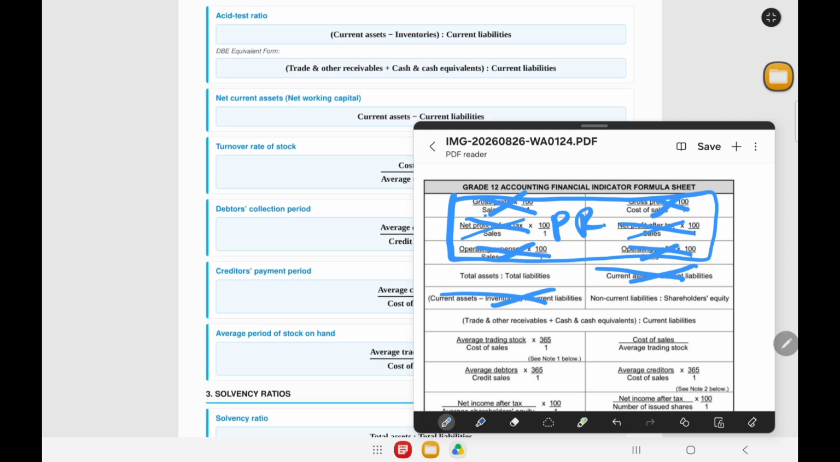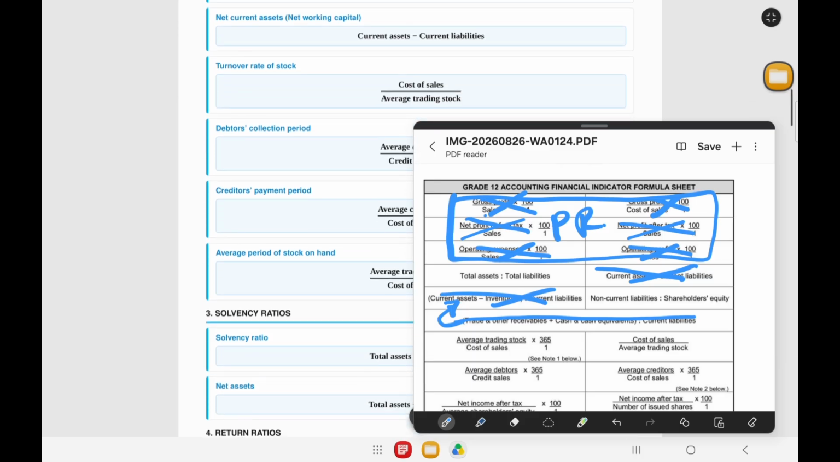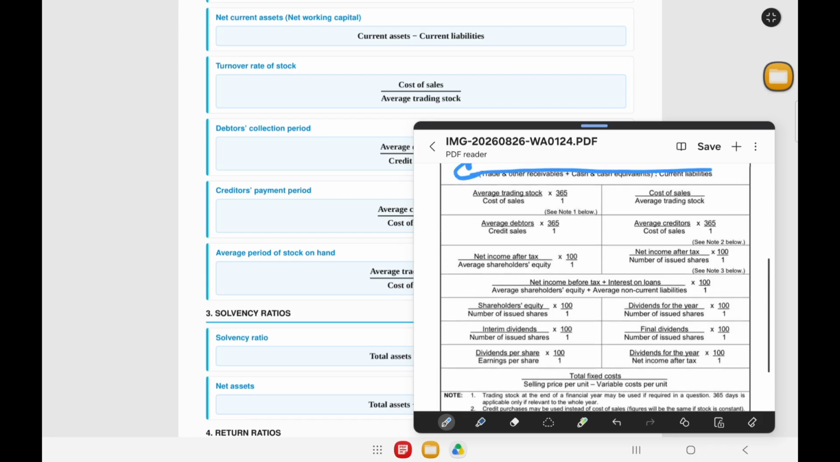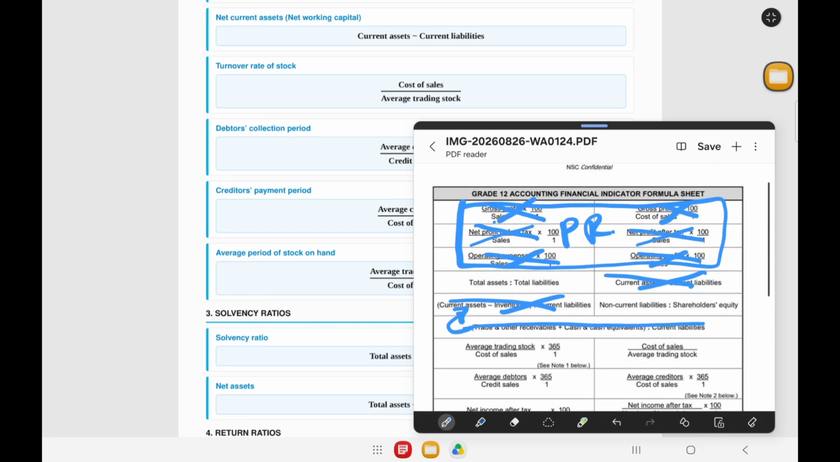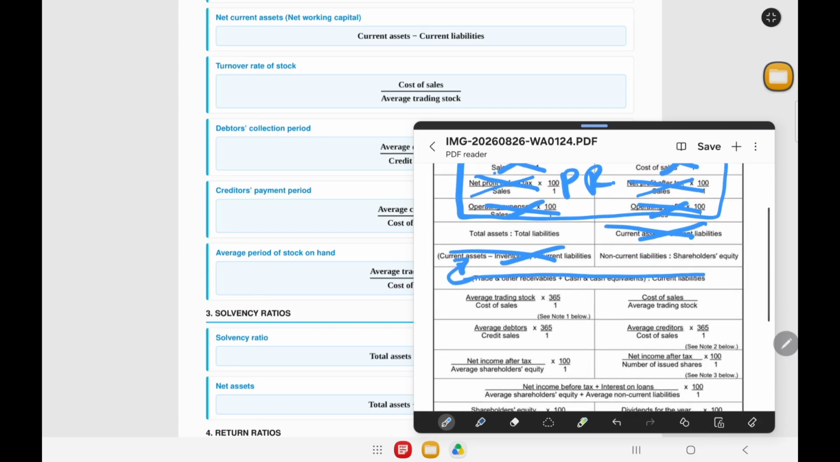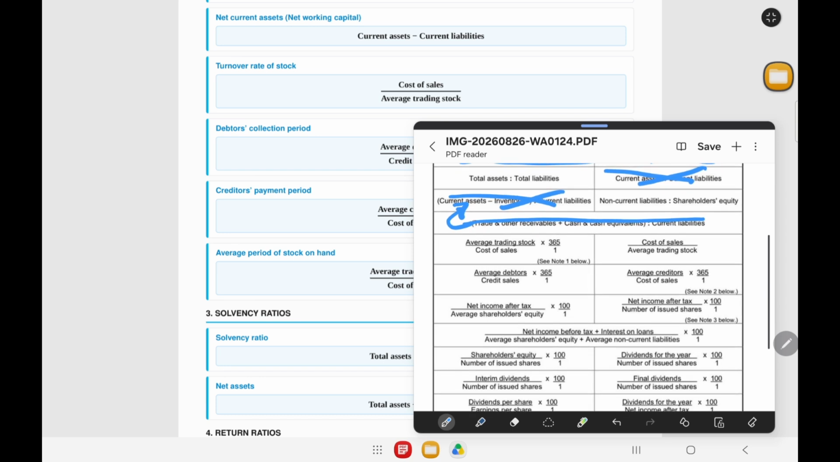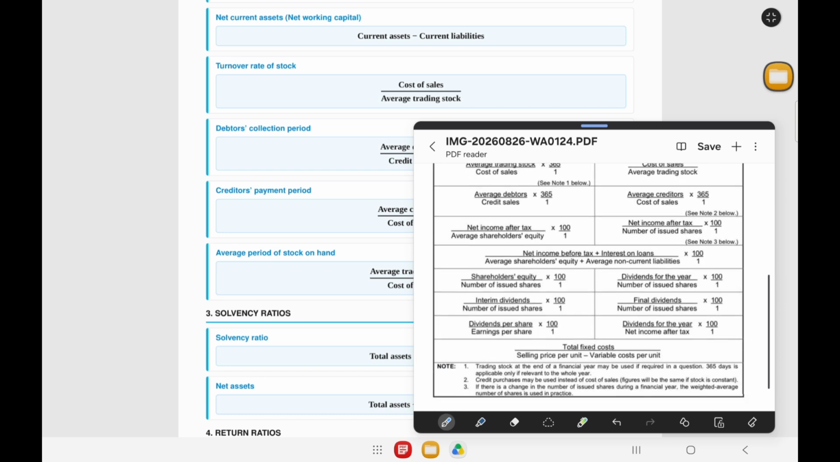We also have trade and other receivables plus cash and cash equivalents to current liabilities. This is exactly the same as this formula. So in terms of the acid test ratio, you can either use that one or the second one. Let's move to net current assets, which is your net working capital. It's current assets minus current liabilities. Let's look for the formula. In terms of current assets, I don't think that the formula is in the information sheet, so you need to know that one by heart.